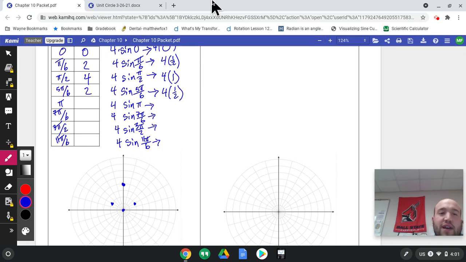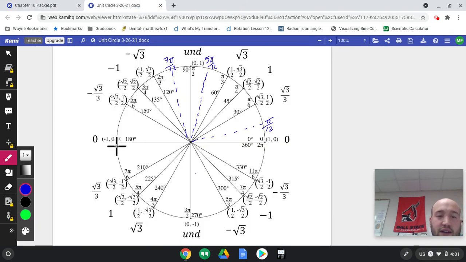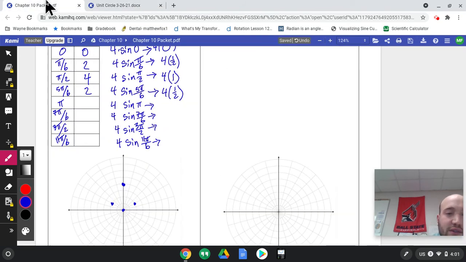So 4 sine of pi. At pi, the sine is 0. So 4 times 0 is just 0. You'll notice we already have that point on our graph, so I don't need to put it again. It's already there. Our next one, 7 pi over 6.